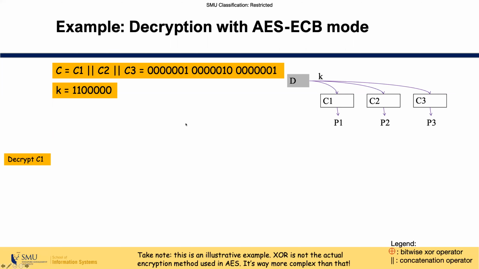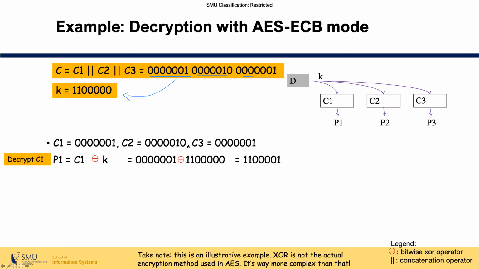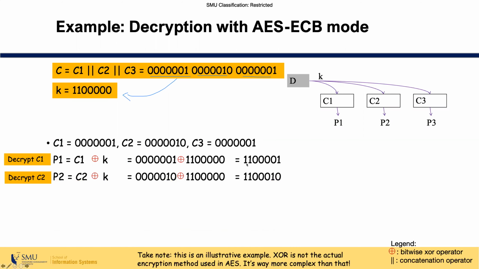So first step, again, same thing. We break down the given ciphertext into 7-bit size each, which is the same as the size of the key K. And each block is being decrypted by using this XOR operation again. The first cipher block, C1, apply the XOR operation by using the key K. And if you do the math, you get this result. And likewise for the ciphertext C2, and likewise for the ciphertext C3.